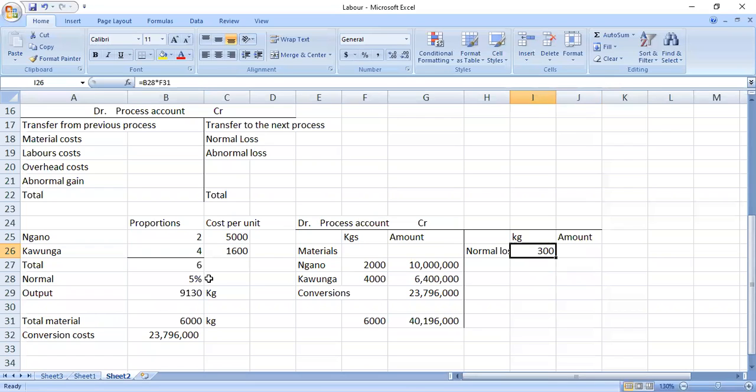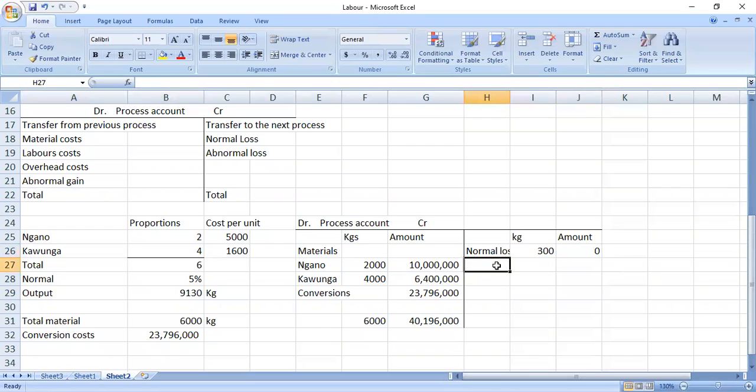So for normal loss, the units are valued at the scrap value. I didn't see a scrap value unless I missed that information. I can just confirm. Okay, normal loss is valued at scrap value. Here we are not given information regarding scrap value, meaning that it's valued at 0. You don't have the scrap value, so you value it at 0. Hence, 0 as the amount. 0 times 300, you have 0. So that's your normal loss.